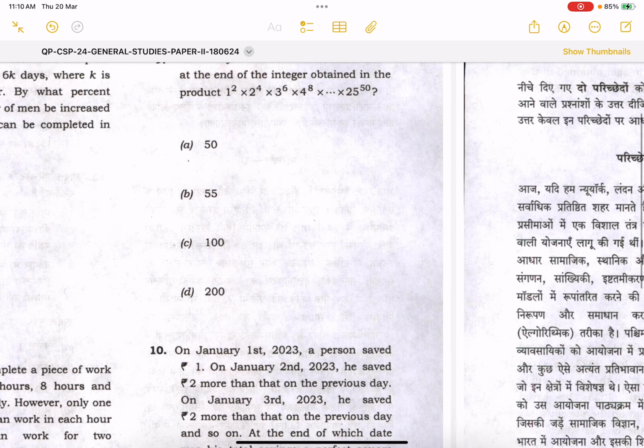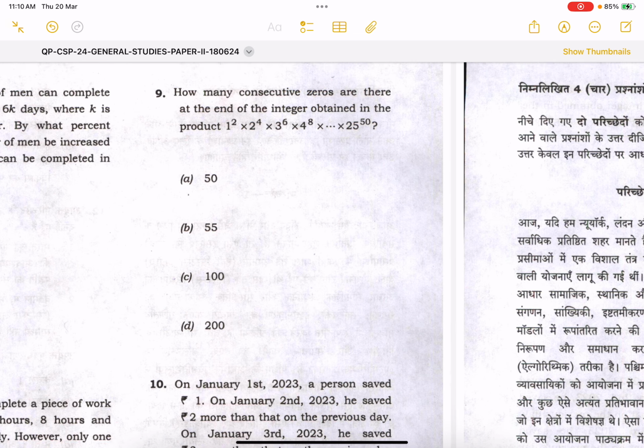The question is like, how many consecutive zeros are there at the end of the integer obtained in the product? The type of questions we have solved, this is this type of question only. Okay, so here we can easily see that before 5, now the expression goes like 1 to the power 2, 2 to the power 4, 3 to the power 6, 4 to the power 8, and 5 to the power 10 and 6 to the power 12 and so on. Okay, isn't it?